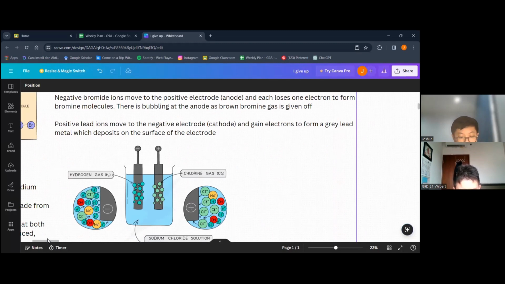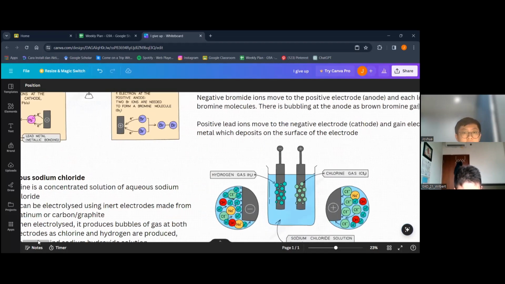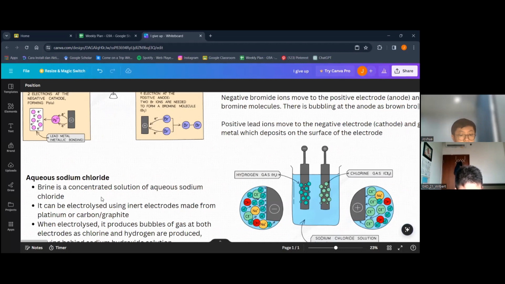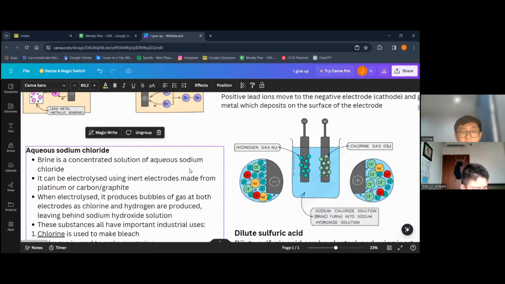So following that, the first example, this lead bromide, is actually very simple. So the next example will be a bit more complicated, the next few. So the next one is aqueous sodium chloride. So as you know, aqueous refers to a water solution. So sodium chloride, when mixed with water, it dissolves and turns into a liquefied form. Because sodium chloride is basically salt, and since salt is solid, it cannot conduct electricity.